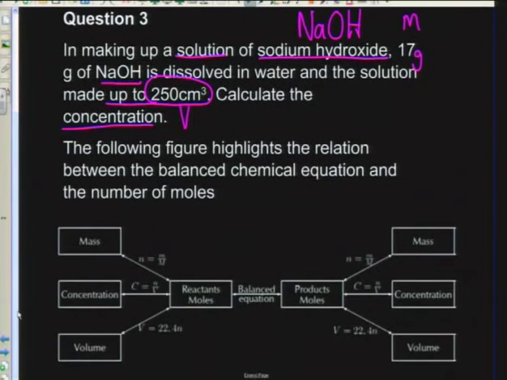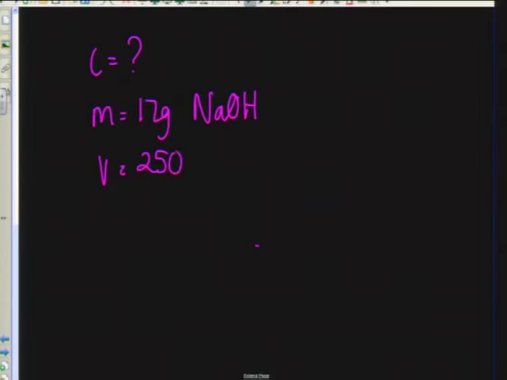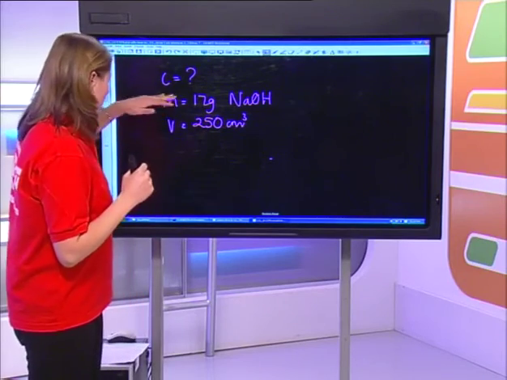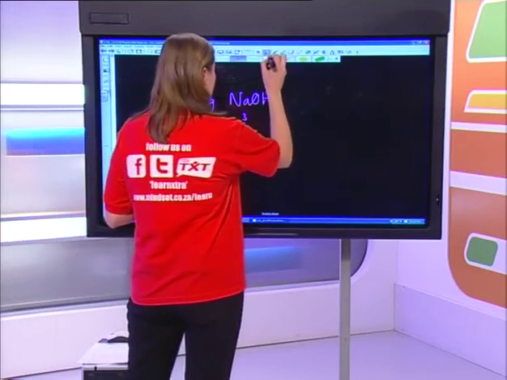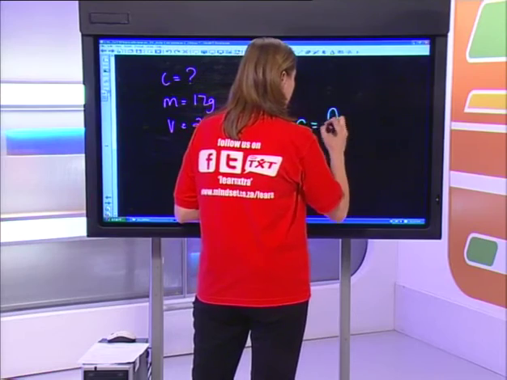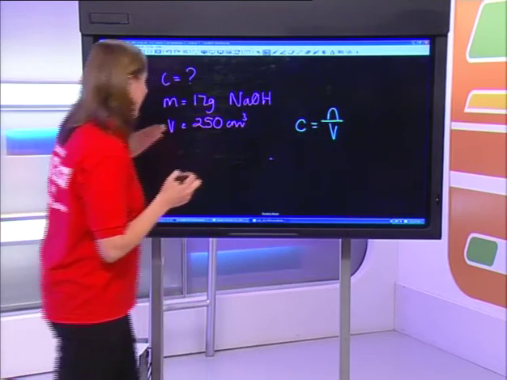So let's head down to the bottom where I can have some space, and I'm going to write down those values. We've got concentration is the question. That's what we're trying to find. My mass was 17 grams of sodium hydroxide. What else did I have? The volume was 250 centimeters cubed. Now, firstly, we have to get into number of moles, because as you'll remember, this is my equation, number of moles over volume. I don't have number of moles.